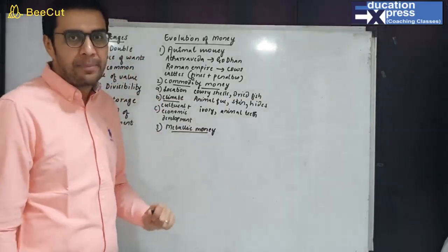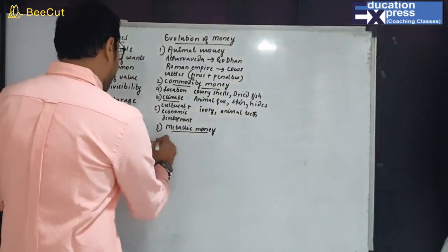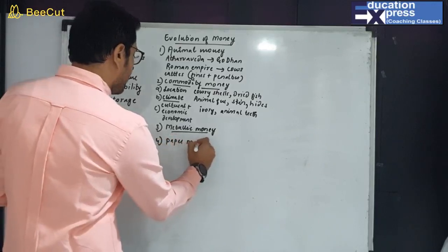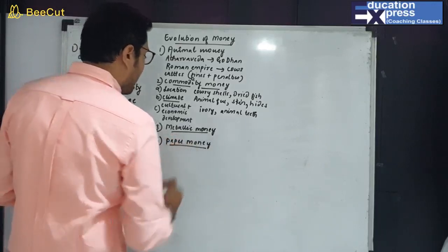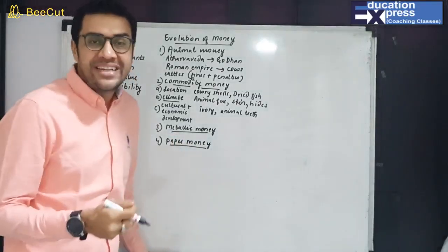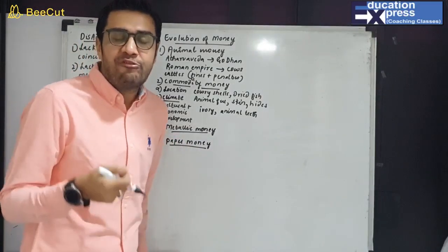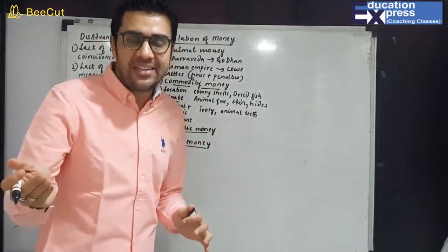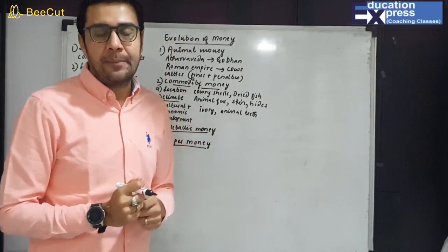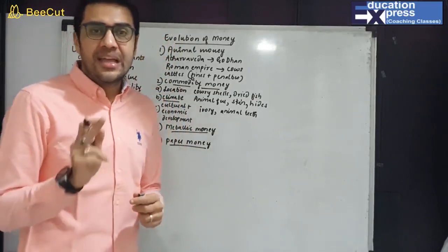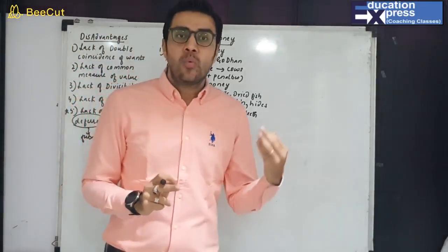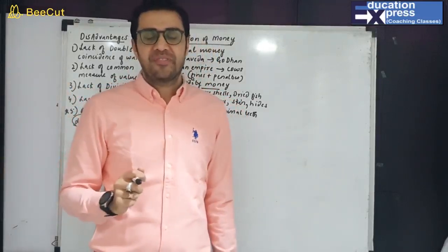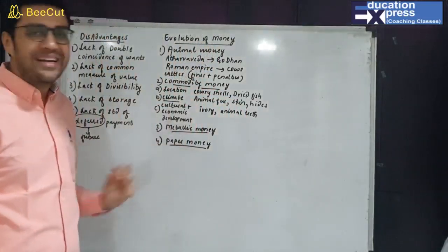That was metallic money. Now, after metallic money came paper money. Since metals like gold and silver were very heavy, and to take them from one place to another was very difficult in handling. Apart from that, the production of gold and silver was lesser as compared to the production in trade and industry. So paper money replaced metallic money.